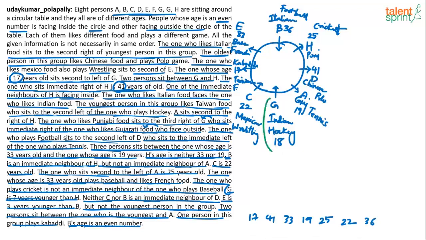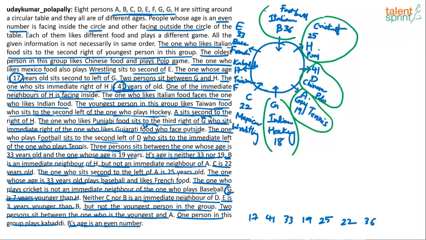This is set number 1. G Indian hockey 18, A Gujarati 19 tennis, D Chinese 41 polo, H 25 cricket Punjabi, B 36 football Italian, E 33 baseball French, F kabaddi 17 Taiwanese, and C 22 Mexican wrestling. These are the 8 persons, and this is the final arrangement.